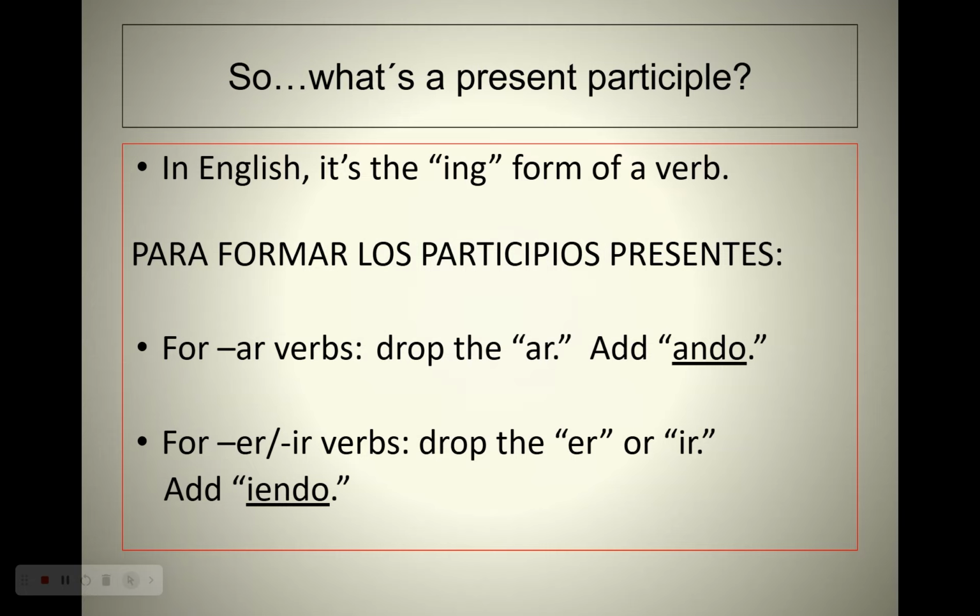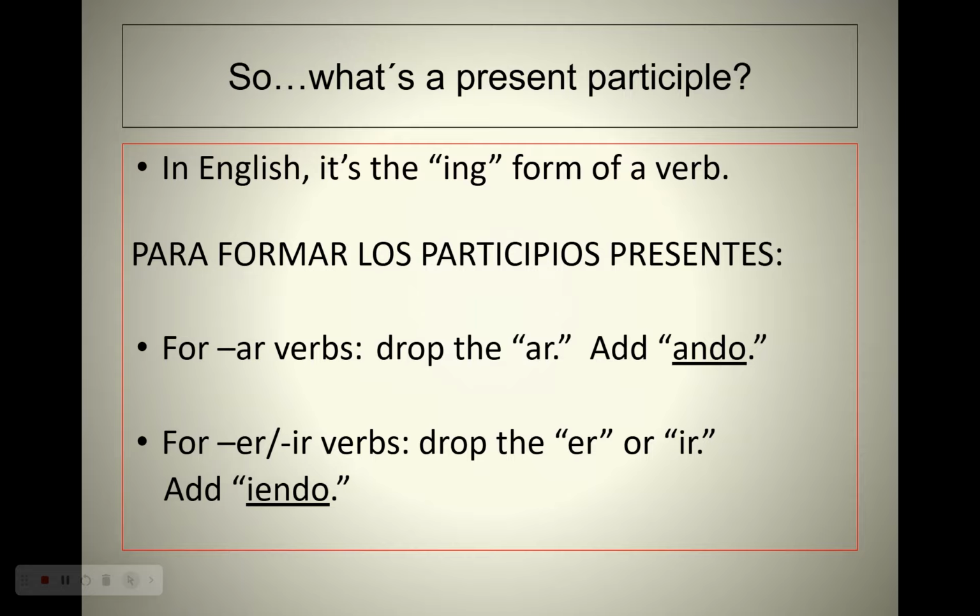It's also important to know what a present participle is. In English, it is the ing form of a verb. And we need to know how to form these. Be aware there's only one way to form each present participle. This is not the same as a full conjugation of a verb like what you've seen in the past.